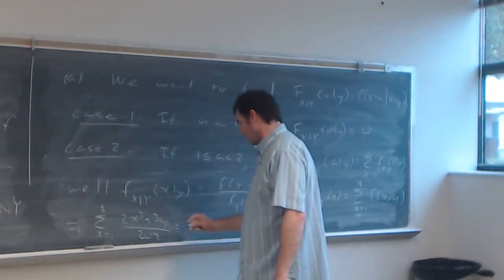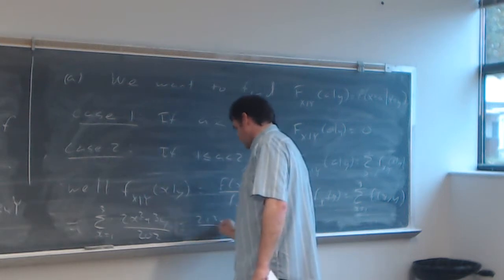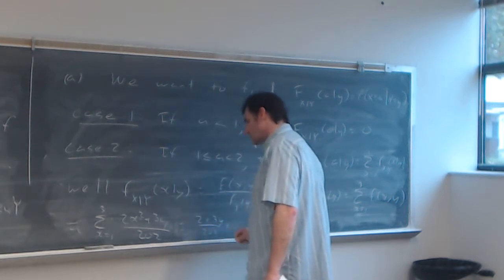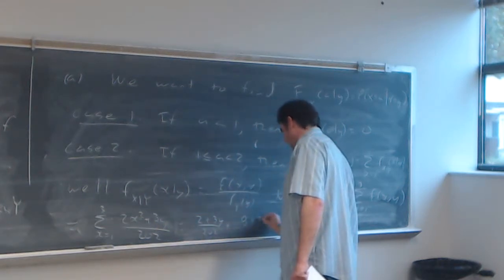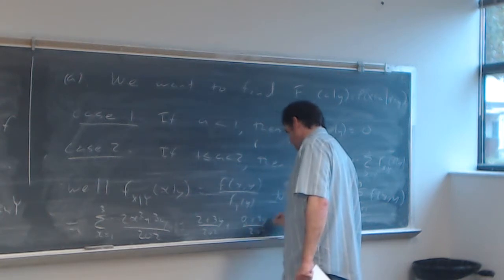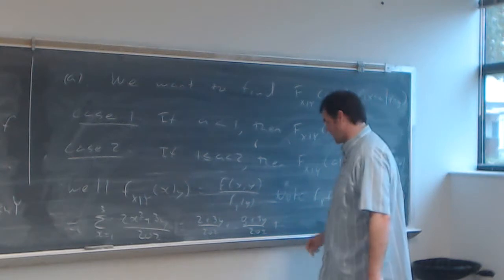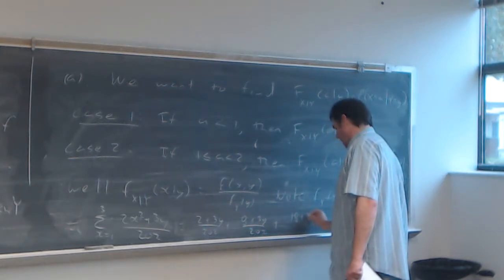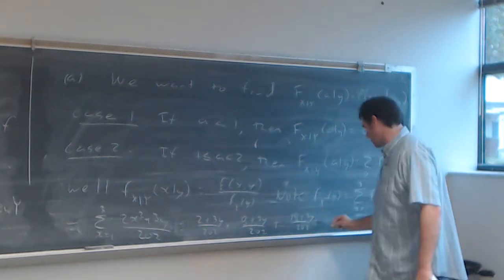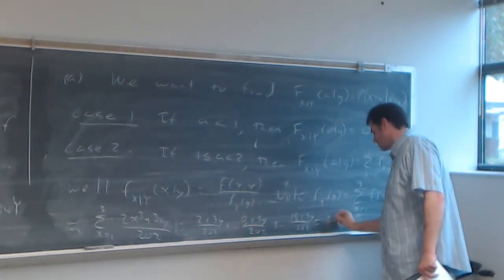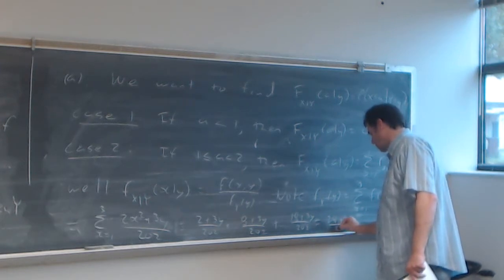When x is 1, we get 2, so that's 2 plus 3y over 28. Plus, when x is 2, we get 4 times 2, which is 8, so 8 plus 3y over 28. Plus, when x is 3, we get 9 times 2, which is 18, so 18 plus 3y over 28. Let's see what this is. So there's 10, it's 28, plus 6 plus 9y over 28.